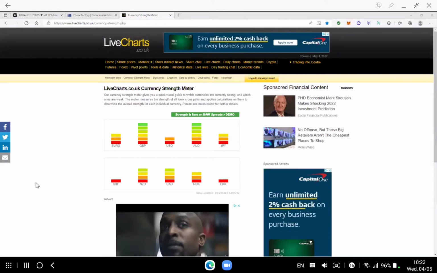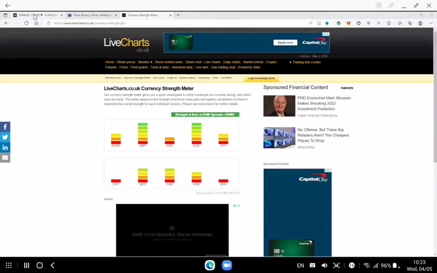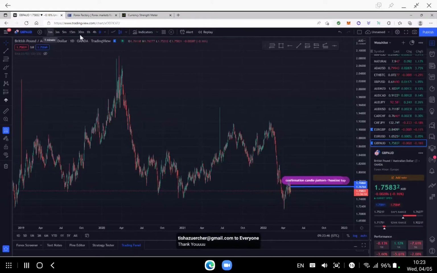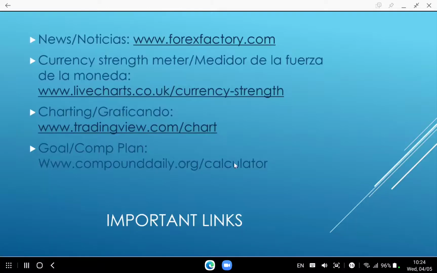And then the last one that is pretty important, we have our TradingView. I will go over that in a little bit, but I want to go over some basics before we get into our actual charting. All right, so those are the links.